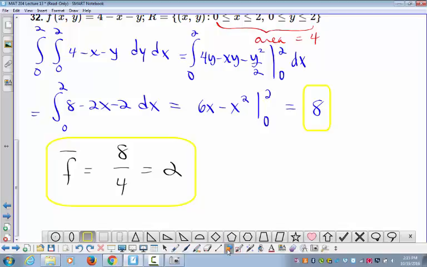Make sense? So the double integral is finding the volume. We get the volume to be 8. The base of that volume has an area of 4. Divide that in to get the average height.